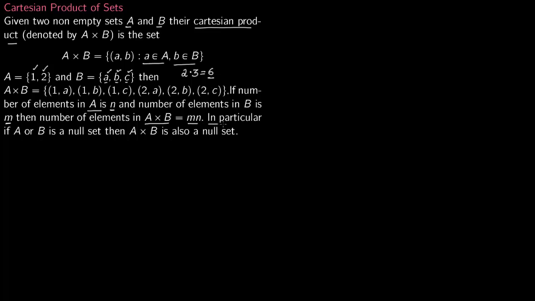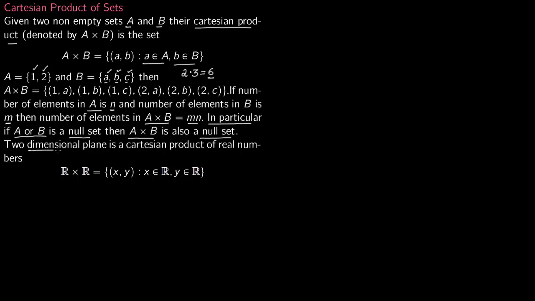In particular, if A or B is a null set, then A times B is also a null set. You can also see this from the formula. If A is a null set, then the number of elements in A would be 0. So the number of elements in A times B would also be 0, and a null set has 0 elements.